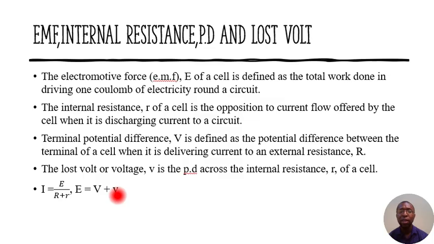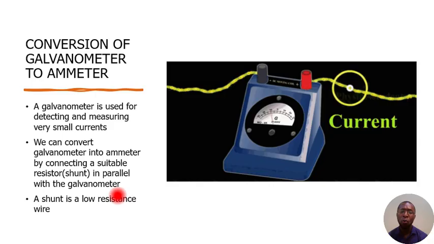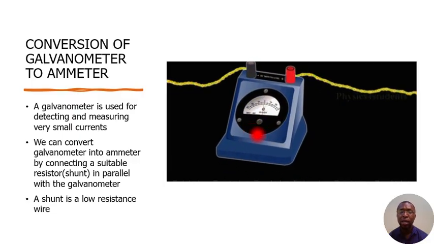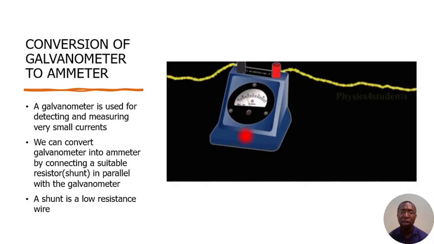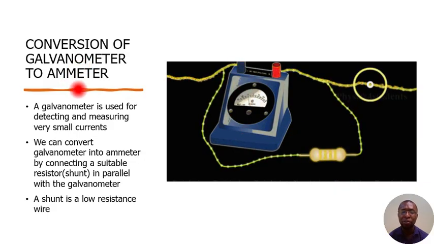Shall we now talk about how to convert a galvanometer to an ammeter? A galvanometer is used for detecting and measuring very small current. But this galvanometer can also be converted to an ammeter. An ammeter is just an instrument for measuring bigger current. So galvanometer measures smaller current, ammeter measures bigger current. Now, how can you convert a galvanometer to an ammeter? It's very simple.